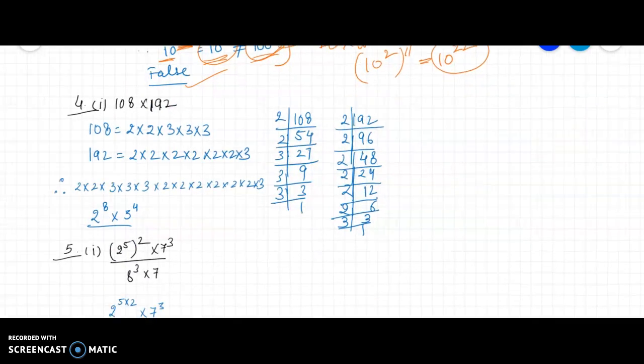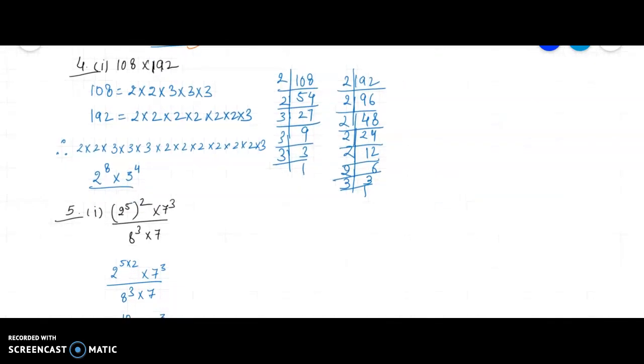Question number 4, first part. The question is asking for the answer in exponential form of their prime factors. So simply we'll find the prime factors of these. For 108 and 192 I have mentioned them over here, you know how to do it, and then I'm getting their factors like this. Now see, these both numbers are in multiplication, so I can multiply their factors as well.